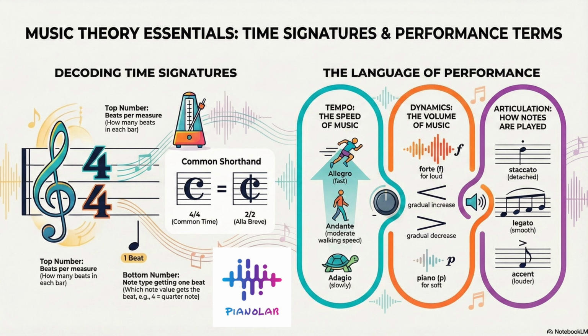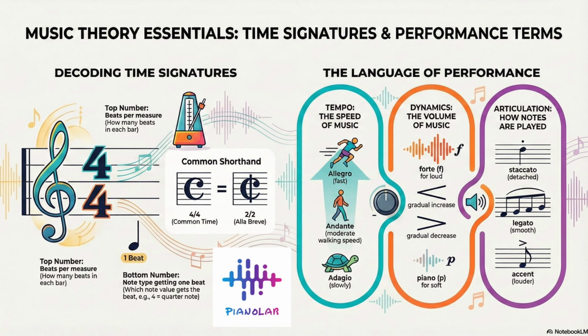Okay, so once we have the container, the time signature, we can move from the math to, well, the emotion. Yes. The language of expression. This is where it gets really interesting. We can break these down into 3 big categories, right? Sure. Speed, volume, and touch. Let's start with speed or tempo. What's the core range we should know?